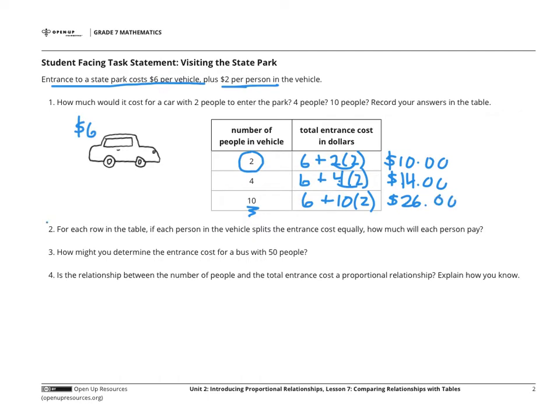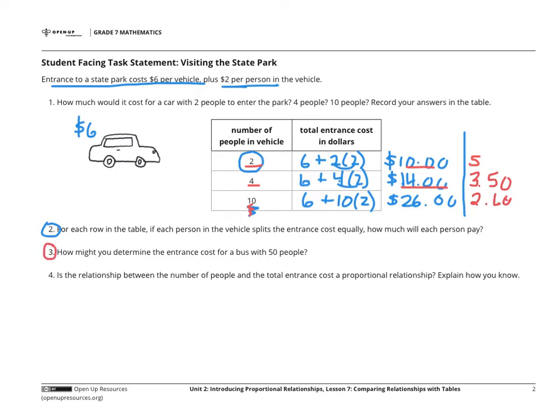Now it says, question number 2, for each row in the table, if each person in the vehicle splits the entrance cost equally, how much will each person pay? Well, let's see. I've got $10 divided by 2 people. Each person would pay $5. $14 divided by 4 people, each person would pay, I believe that's $3.50. If I have $26 paid among 10 people and I divide that evenly, that's $2.60 each. So the more people you have in your party, the less money each person has to pay.